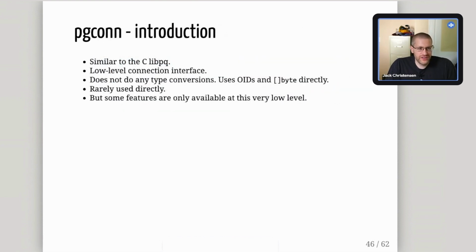All right, we're getting down toward the bottom of the layers here. So below PGX is pgconn. If you've done some C programming with Postgres, you may have run into the C library libpq. That's the core, provided by the Postgres project. That is how they support talking to Postgres. It's low level and does not do any type conversions. You're rarely going to use it directly, but there are some things that you can only do here. So it's some cool stuff. If you really need to get everything you can out of Postgres, this is one of the places you can do it.